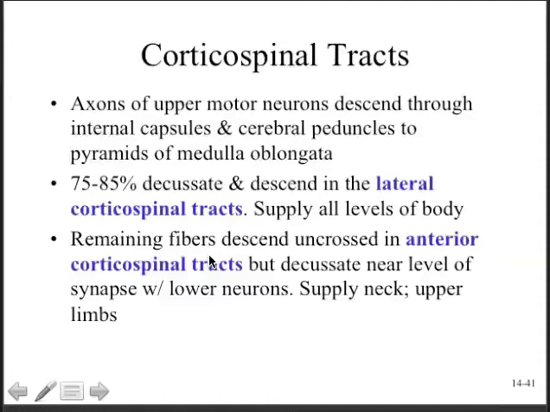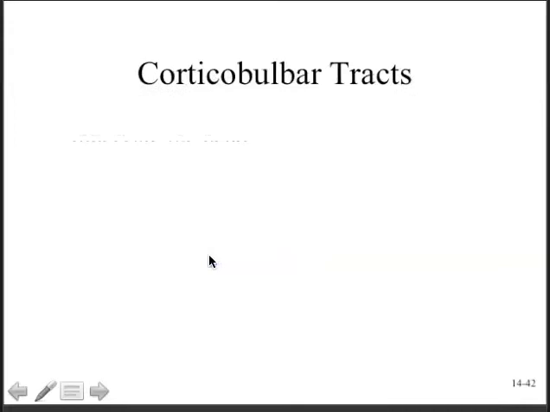So again, we're going to have a crossover at some point. It's just that in the lateral corticospinal tracts, we're going to cross within the medulla, and the remainder are going to cross at the level where they synapse with the lower motor neurons. But in either case, we're going to innervate the opposite side of the body from where the plan of action is being sent. The corticobulbar tracts innervate the head.